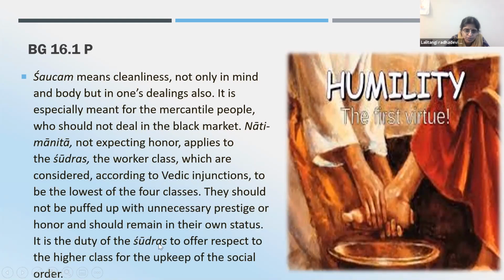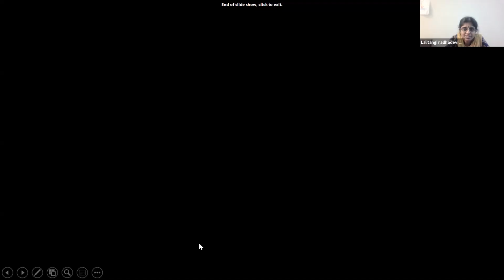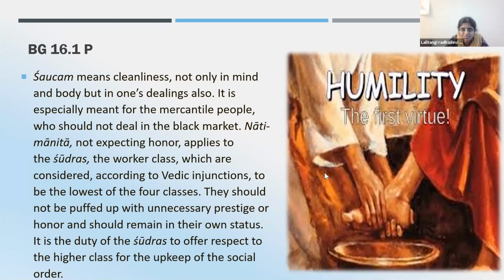It is a duty of the Shudras to offer respect to the higher class for the upkeep of the social order. So Shudras means servants, and we are all aspiring to be the servant. That's why we signed, right? Your servant, when we ask questions, when we write everything. So that means we should not be puffed up with unnecessary prestige or honor and should offer all respect to higher classes. Amanina, Manadena, Kirtaniya, Sadahari. So this is the first virtue, humility.